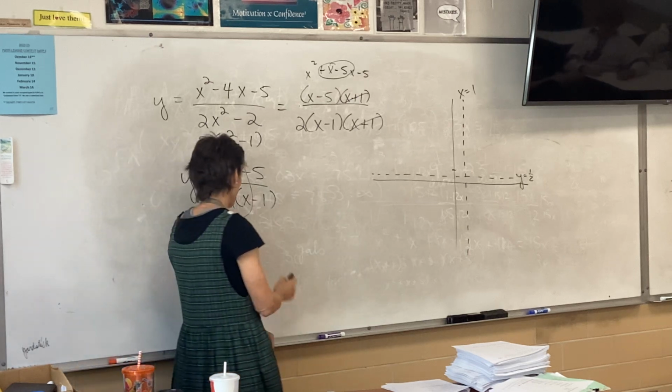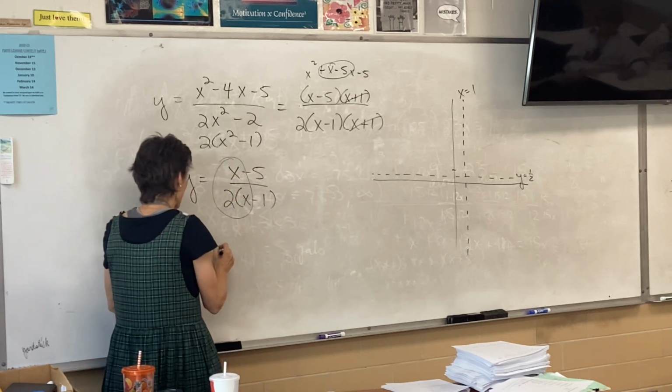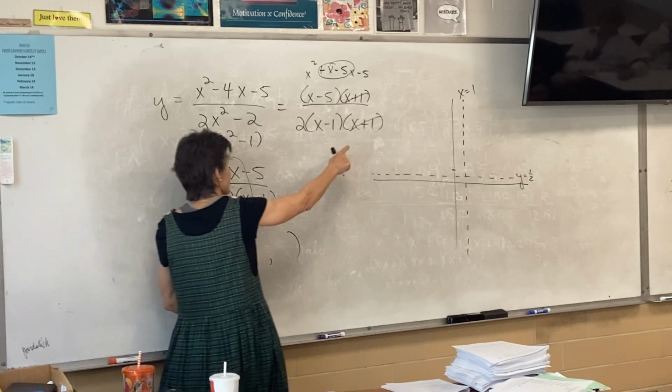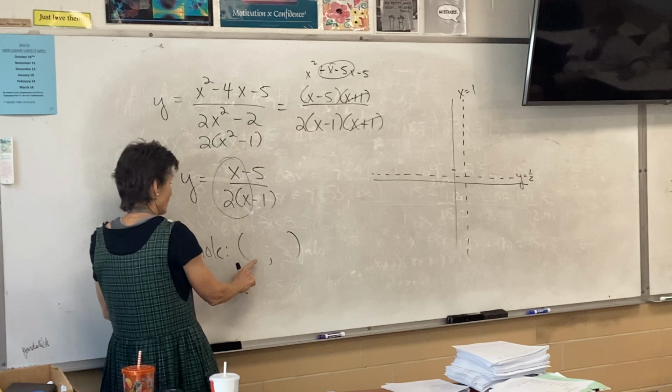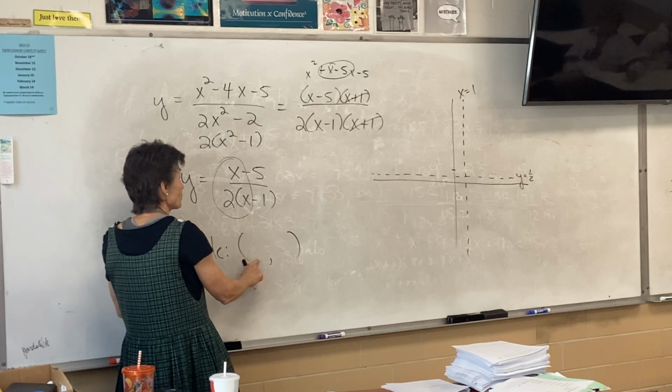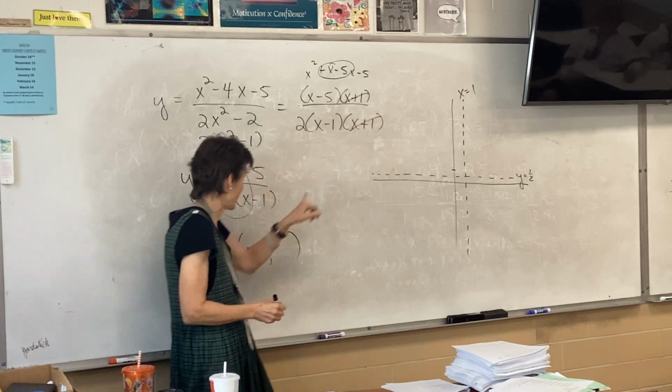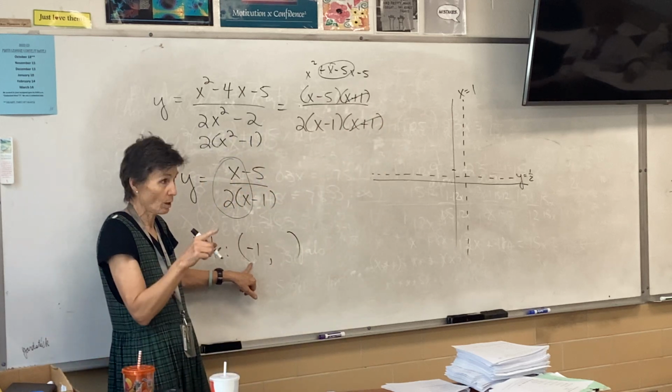We're going to have a hole. We knew that because why? How do we know we're going to have a hole? Because we cancel. And where will the hole be? X will be -1. Everybody look at that. We canceled out x plus 1. So the hole's at -1.